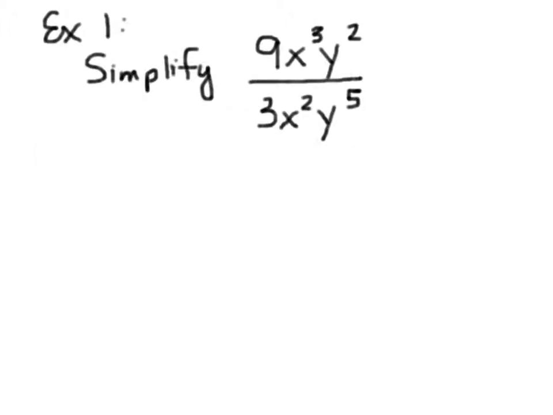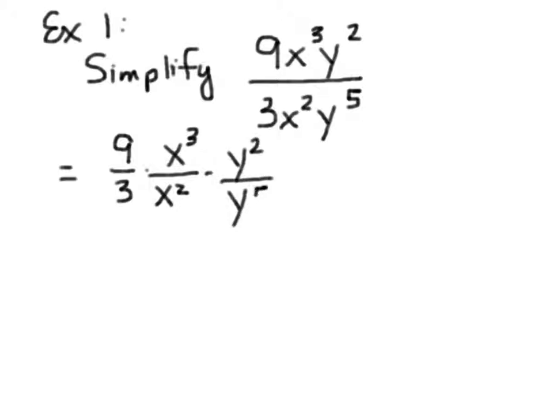For our first example, I'd like to start by separating the constants, which are the numbers, and the x's and the y's into three different parts, so that we can look at their different components. So we're going to start with 9 over 3 times x cubed over x squared times y squared over y to the 5th. Now, we know what 9 over 3 is. 9 divided by 3 is simply 3.